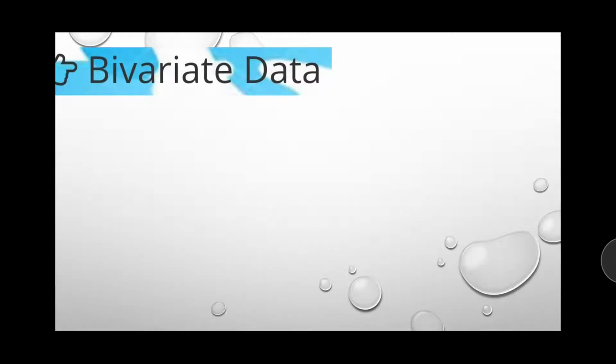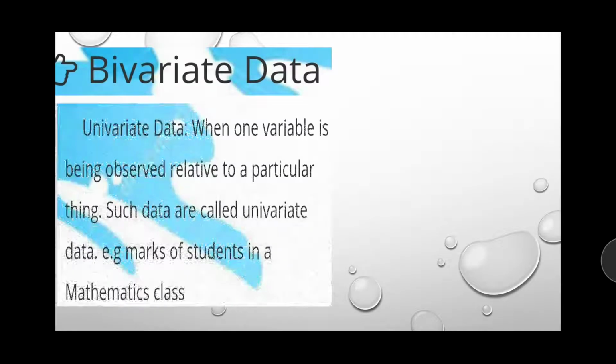Hello students, today we want to quickly look at a very important term in correlation and regression that helps us to understand the foundation of correlation and regression that we are treating today. Now, before I explain bivariate data, let's quickly look at what is univariate data.